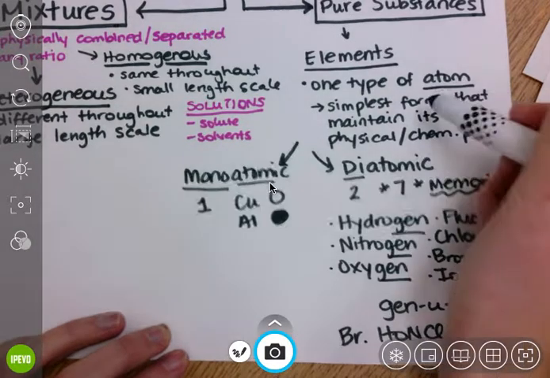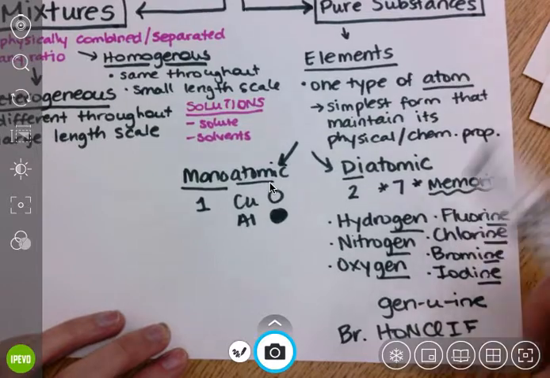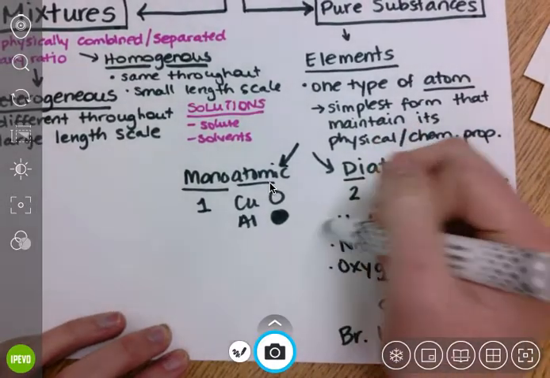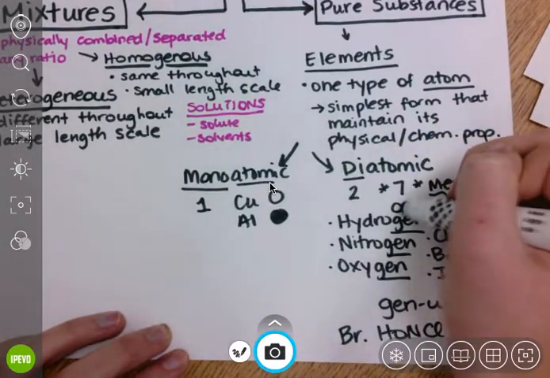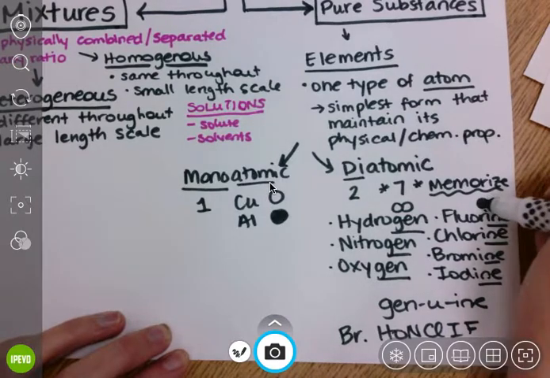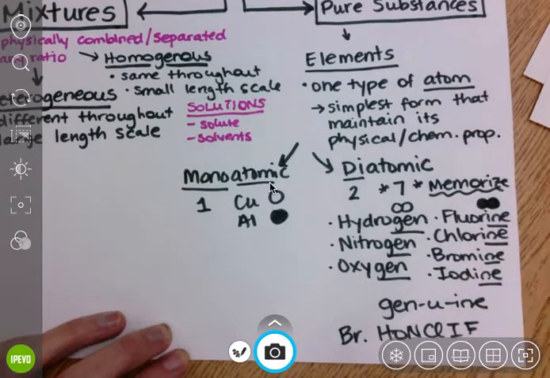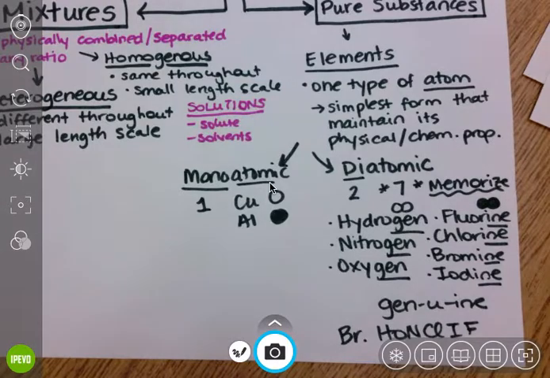But these are elements, it's only one type of atom, right? They're on the periodic table, and so you might show them bonded together, something like that, right? So that would be a diatomic element. Okay.